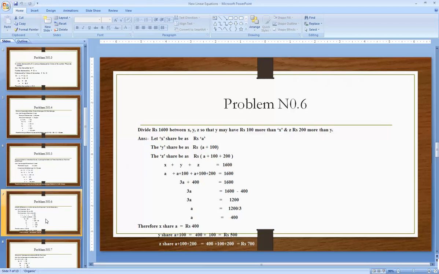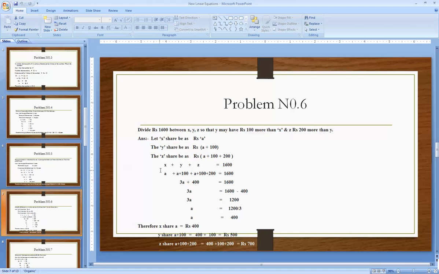Now we have to make an assumption. Here the assumption could be A, B and C, or we can assume just A. So here we have assumed the X share, or the part of the amount that has to be shared to Mr. X, is rupees A. So the amount to be shared to Mr. Y is rupees A plus 100. More than X means plus 100 should be added to the amount X is going to receive, that is A plus 100. Similarly, Z's share is whatever amount is received by Y, that is A plus 100, plus 200 more than Y should be shared to Mr. Z.